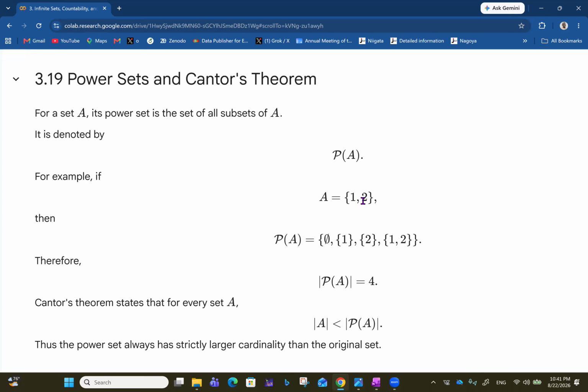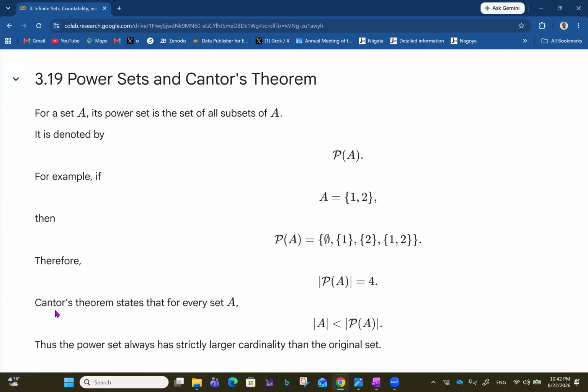For example, if A is {1, 2}, then the power set of A will contain the empty set and itself, and then all the things in between. So the power set of the set A, which is {1, 2}, is the empty set, the singleton {1}, the singleton {2}, and the original set {1, 2}. Therefore, the cardinality of the power set is 4. And from that video, we discovered that the cardinality of the power set is equal to 2 raised to the cardinality of the set itself. So the cardinality of P(A) is equal to 2 raised to the power of the cardinality of A, which is 2 raised to the power 2, that is 4.